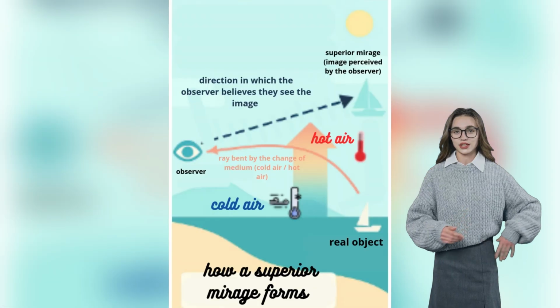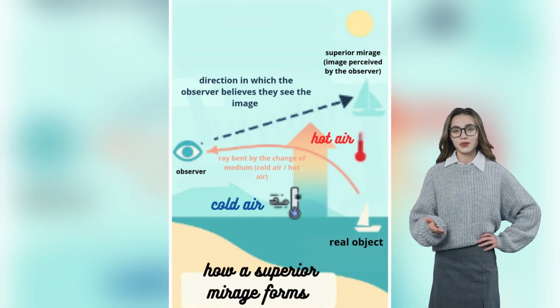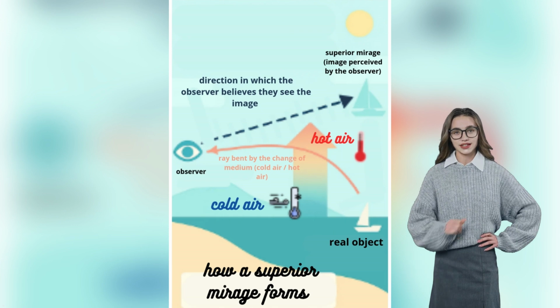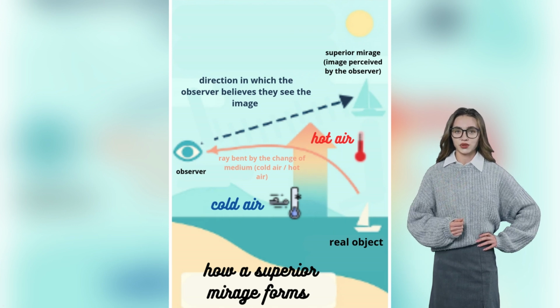The superior mirage, in contrast, most often appears over cold water and ice, such as in the Arctic and Antarctic, when warmer air floats above colder surface air. This temperature inversion bends light rays upward. As a result, a distant ship or island appears lifted and can sometimes even be multiplied or distorted.